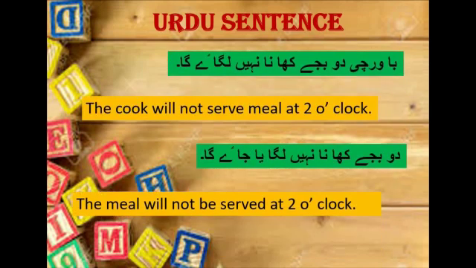And another sentence is here. बावर्ची 2 बजे खाना नहीं लगाएगा. The cook will not serve meal at 2 o'clock. Again, this is active voice because subject verb object combination is here. 2 बजे खाना नहीं लगाया जाएगा. Who will do that? It's not given. So this is passive voice. The meal will not be served at 2 o'clock.